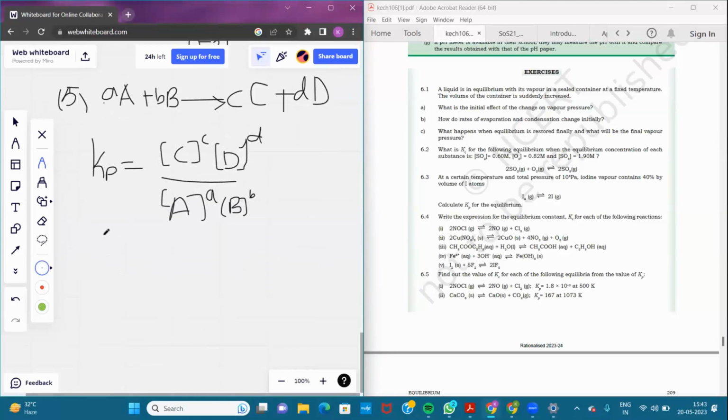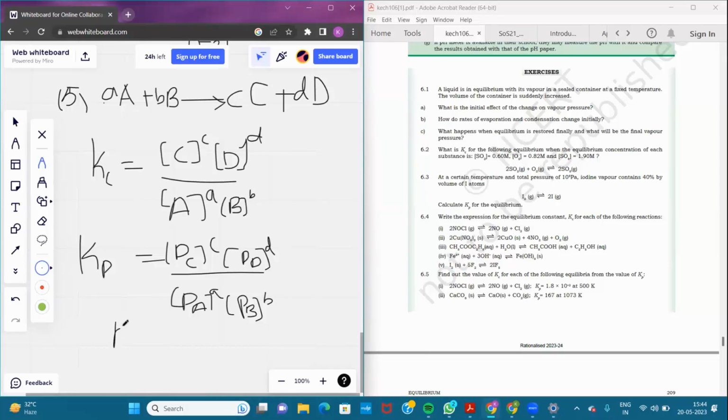So remember, I wrote a mistake here. Please correct this as concentration, as I mentioned, the concentrations. We'll now write the relation for Kp. This is the partial pressure of C to the power c and the partial pressure of D to the power d.